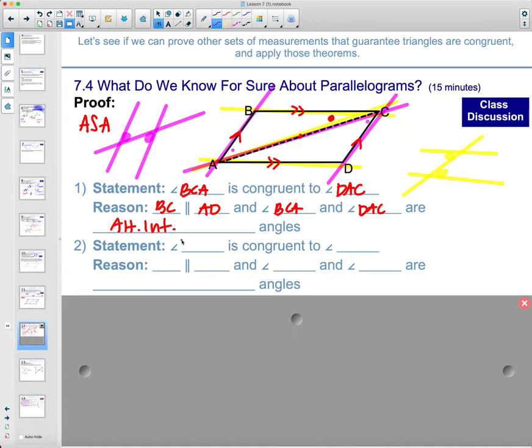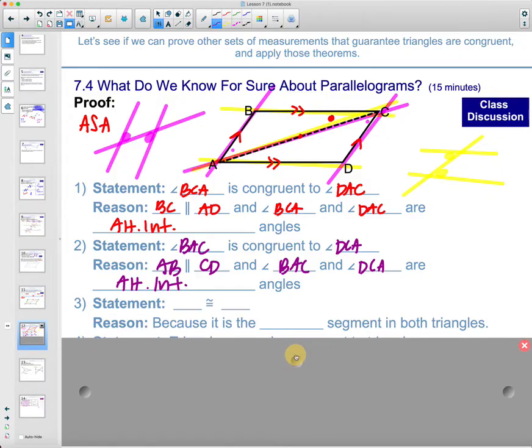Okay, so BAC is congruent to DCA because line AB is parallel to line CD, and BAC and DCA are again alternate interior angles. So now I've gotten the two angles, right? So I've got this angle congruent to this angle. I've got this angle congruent to this angle.